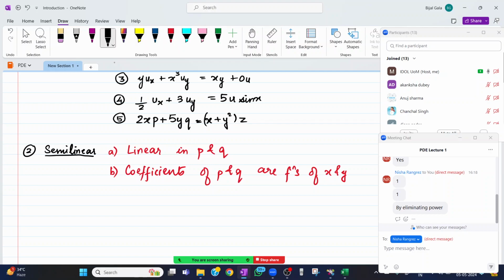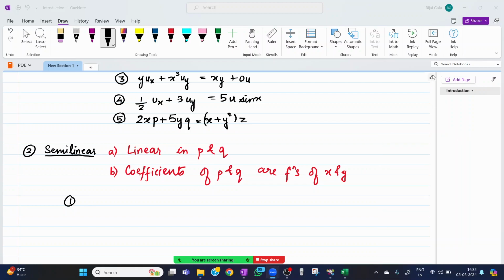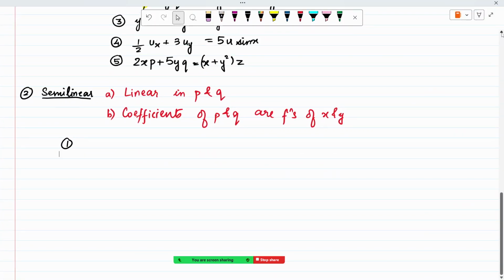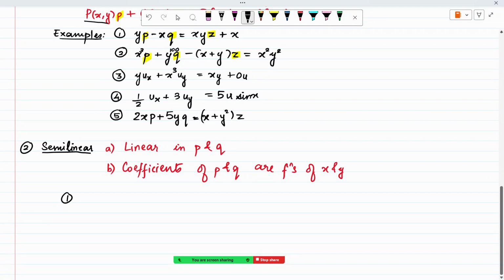So if I look at, say, the first example which we have used before this, I'm going to take the same coefficients, a small change. This becomes semi-linear. Do you understand the difference? Z is not linear. Any doubts?